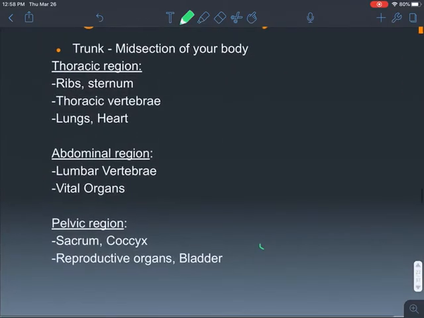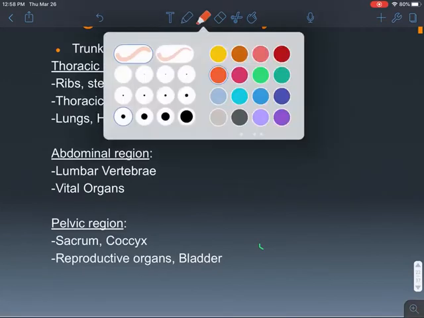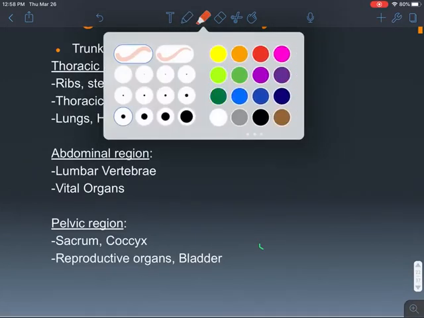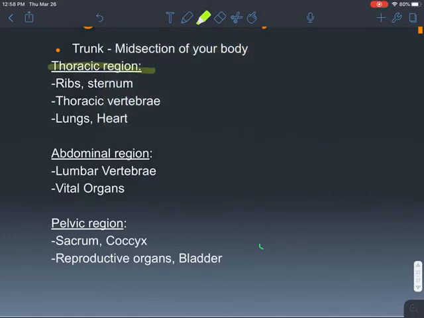Yeah, that's right. And then next, you have your thoracic region. Now your thoracic region is just inferior to your cervical. So you have your ribs and sternum, thoracic vertebrae, and your lungs and your heart. Okay, so your ribs. I'm sure you all like to eat ribs, right? Even though we're not eating ribs, we're eating the muscles that connect to the ribs.